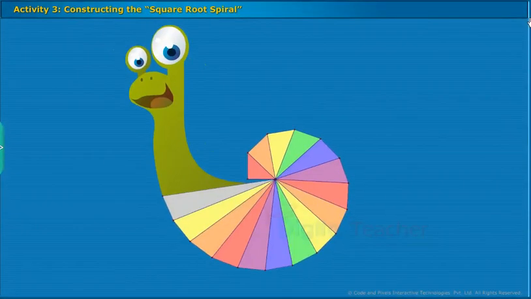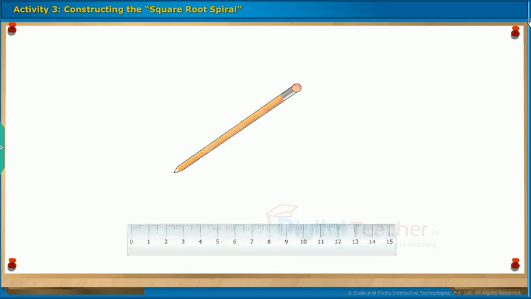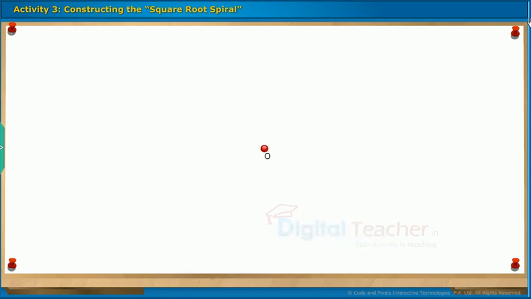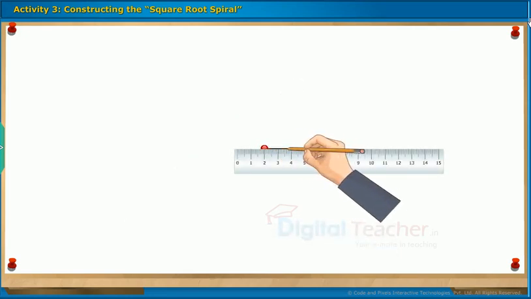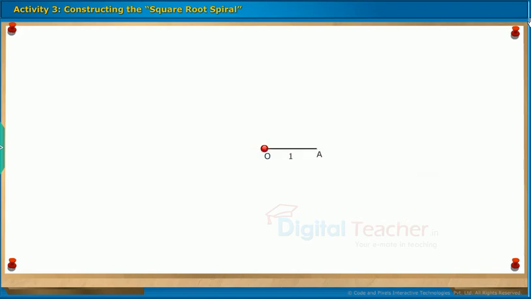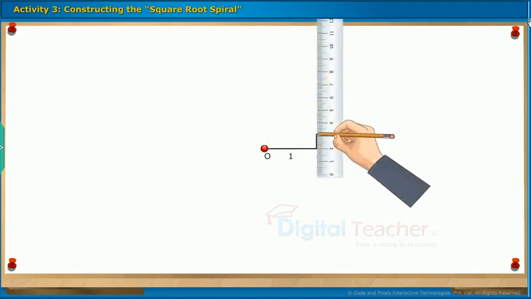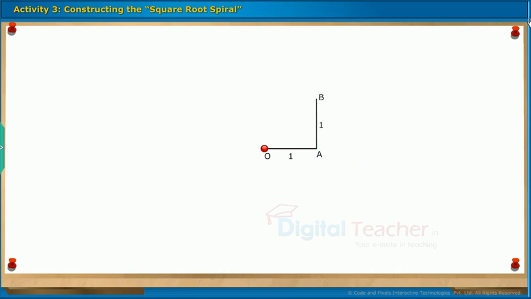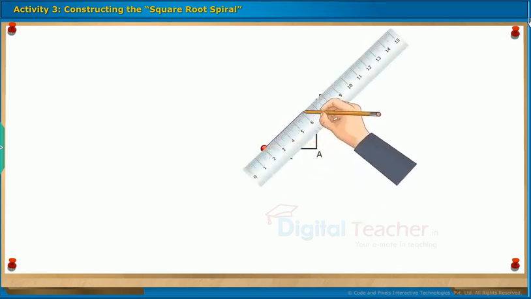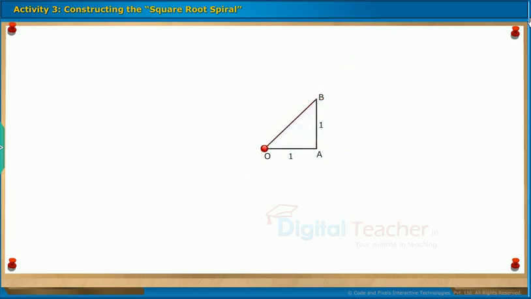Let us do an activity on constructing the square root spiral. Take a large sheet of paper, pencil and scale. Mark point O on it and draw a line segment OA of 1 unit length. Now draw a line segment AB perpendicular to OA of the same 1 unit length. Joining OB, using Pythagoras theorem, we know the distance OB is equal to root 2.